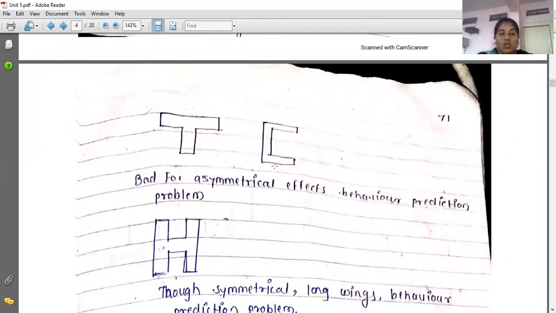Below this, draw these two figures, T section and C section. T section and C section you draw and write down: bad for asymmetrical effects. Behavior prediction problem over there. Behavior prediction problem. Full stop.